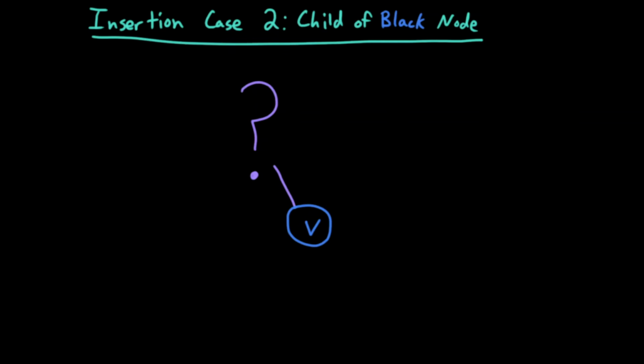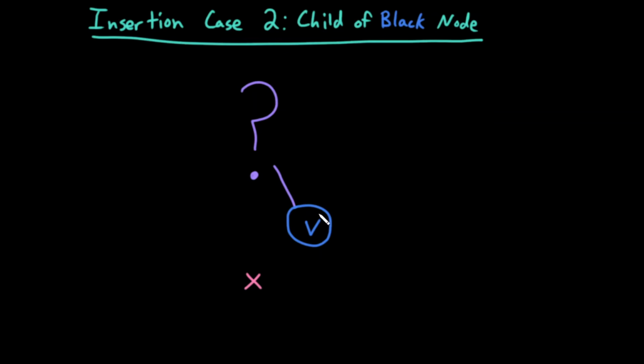So the first non-trivial case that we'll face, which I'll call case 2, is when the new node that you're about to insert is going to be the child of a black node. So let's say I'm inserting a new node, and I'm doing my binary search tree insertion algorithm, and I hit V. V is just some node, and I see that, oh, my new node needs to be the left child of V. My new node, which I'll denote as X.